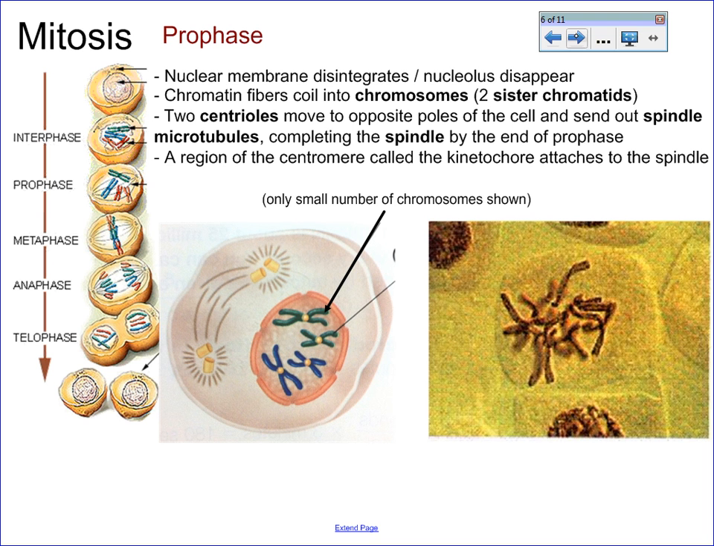You'll notice that the nuclear membrane is actually disintegrating around the DNA, which has now condensed into chromatin fibers and then also into chromosomes. So the chromosomes are now visible. The centrioles have replicated, and they are moving off to opposite poles of the cell, and they're sending out microtubules, and that is about it for prophase.